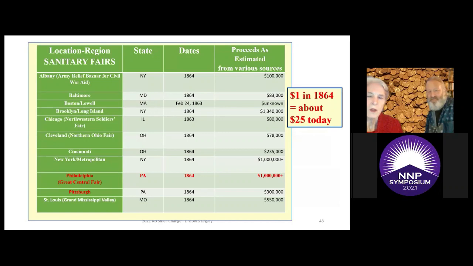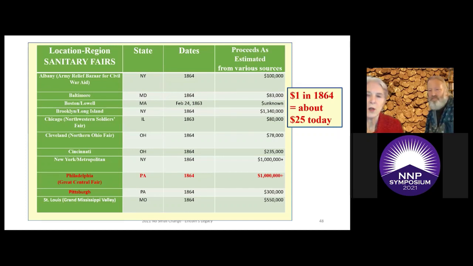At that time, a dollar in 1860s money was worth the equivalent of about $25 today. So this was no small matter that the women who were involved in, for instance, the Philadelphia Great Central Fair that I've highlighted here from 1864, raised over $1 million. This was money that was available now to the troops, in addition to the knitting and the blankets and the clothing that was sewn and sent on down to take care of the troops. Again, Cleveland, St. Louis, these were huge affairs, very well orchestrated, and raised a tremendous amount of money. The United States at that time was unable to support the troops as well as it did without the women's help.